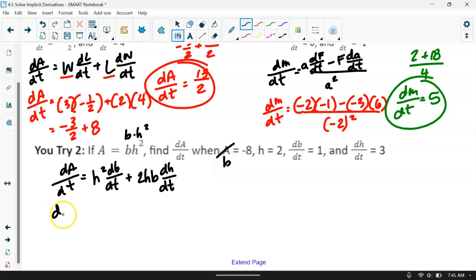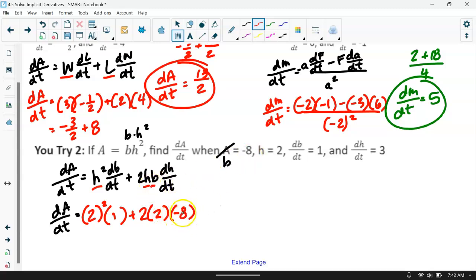So now we've got the derivative of A with respect to time, derivative of area. I've got H squared, so H is 2, times the derivative of B, which is 1, plus 2 times H, again which is 2, times B, which is negative 8, times the derivative of H, which is 3. Now simplify. So here I've got 4, then 2 times 2 is 4. That's times 12. 12 times negative 8, negative 96. So the derivative of A, so the area, is decreasing with respect to time because it's negative 92.